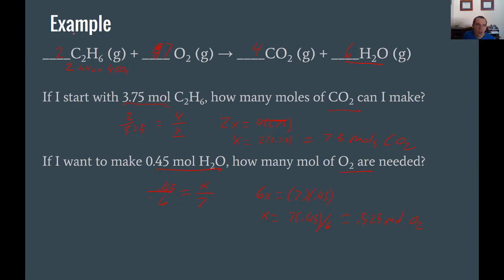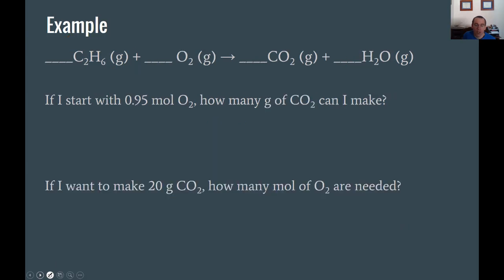Right? So we use our coefficients to get our mole ratios. We know 2 moles of C2H6 will react with 7 moles of O2. We know 2 moles of C2H6 will produce 4 moles of CO2. We know 2 moles of C2H6 will produce 6 moles of H2O. All right, so a balanced chemical equation gets us our mole ratio, and our mole ratio allows us to get how many moles.